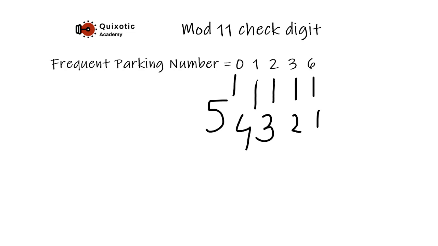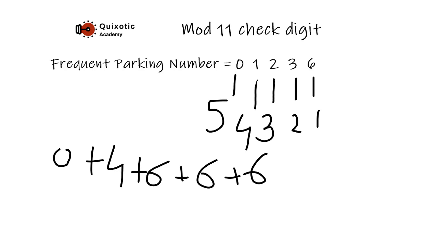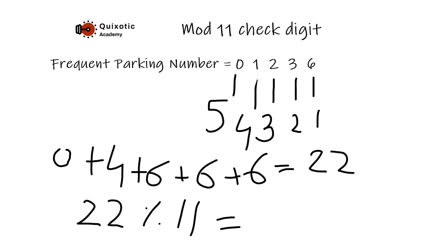Now we are going to multiply all the numbers with their weights and then find their total. So 5 multiplied by 0 is 0, 4 multiplied by 1 is 4, 2 multiplied by 3 is 6, again 6, and again 6. The answer is 22. Next step is, as we are taking mod 11 check digit, we are calculating mod 11, so we will take the mod of the answer with 11. And as you can see, 22 is totally divisible by 11, so the mod is 0. It means number 6 provided as check digit is correct.